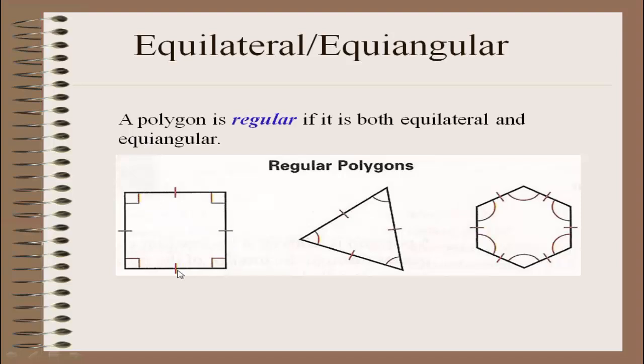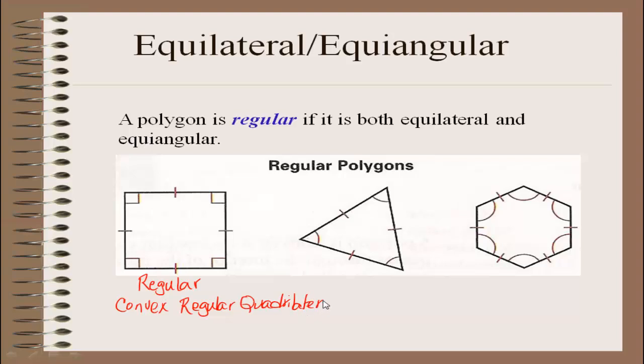So in this first example, notice how all sides are congruent. All my angles are right angles, so they are all congruent, right? All right angles are congruent. So this is a regular polygon. This is regular. If I were to classify it, for example, let's say this is convex, right? It's convex. It's a quadrilateral. It's a convex regular quadrilateral.